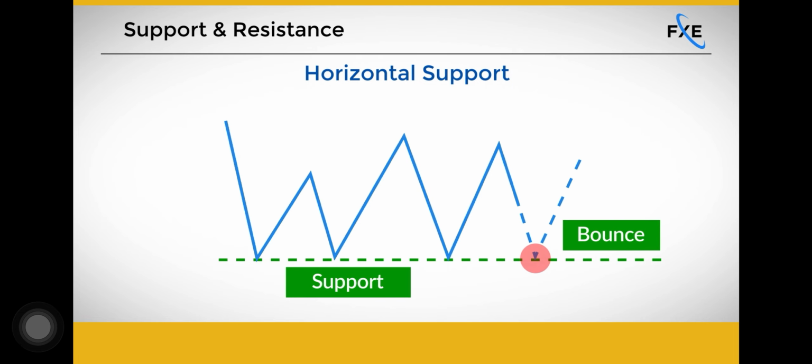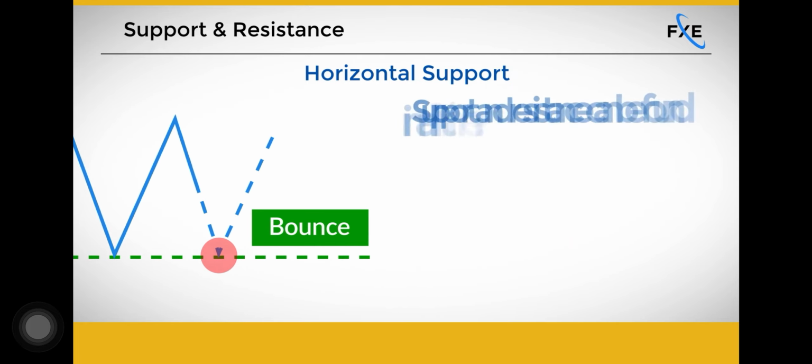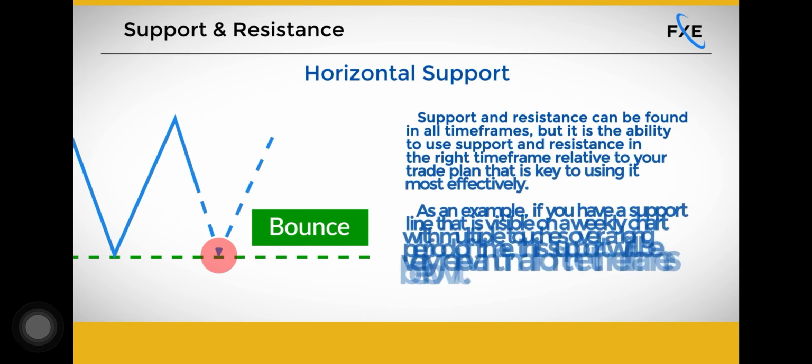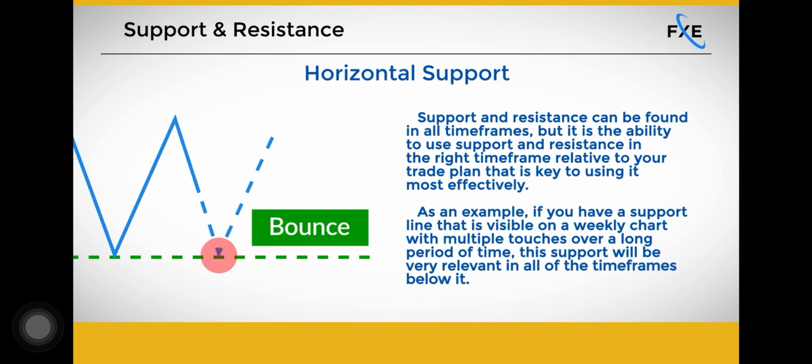When we talk about support and resistance in trading terms, they are considered static, meaning that the levels don't change and are always horizontal. Dynamic support and resistance does exist, but we will talk about that later in the section. Support and resistance can be found in all time frames, but it is the ability to use support and resistance in the right time frame relative to your trading plan that is key to using it most effectively. As an example, if you have a support line that is visible on a weekly chart with multiple touches over a long period of time, this support will be very relevant in all time frames below it.